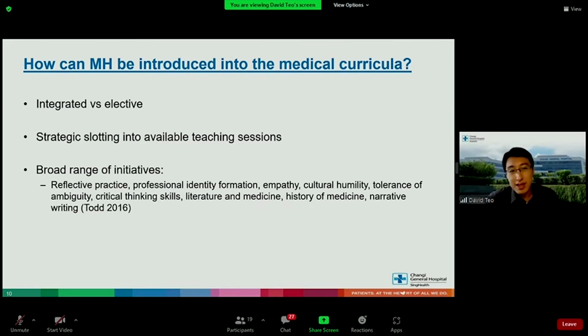But then there are also other approaches like strategic slotting into available teaching sessions. And a broad range of initiatives have been used to help incorporate medical humanities into the curricula, like reflective practice, cultural humility, to foster greater critical thinking skills, so on and so forth.